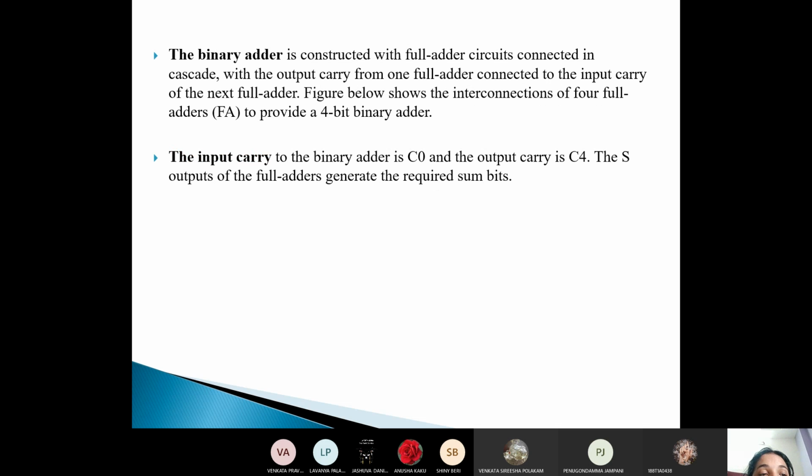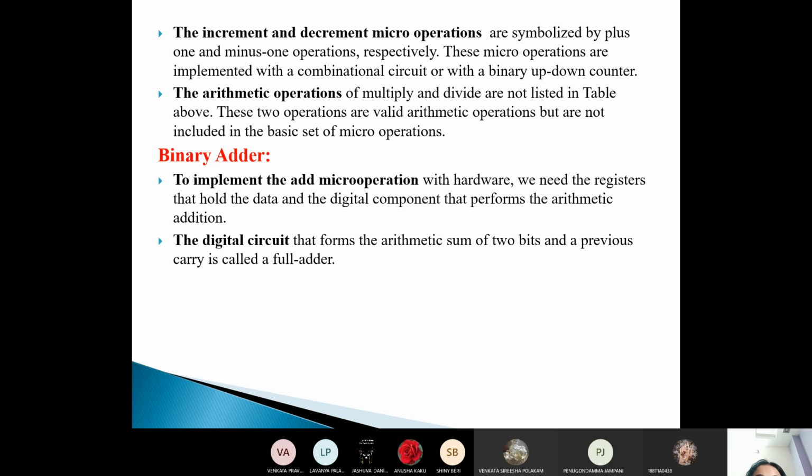Next is the symbolic representation, which I already told you: R3 gets R1 plus R2, R3 gets R1 minus R2. If we have the plus, we use the addition operation; if we have the minus, we use the subtraction operation. This is called the memory transfer.